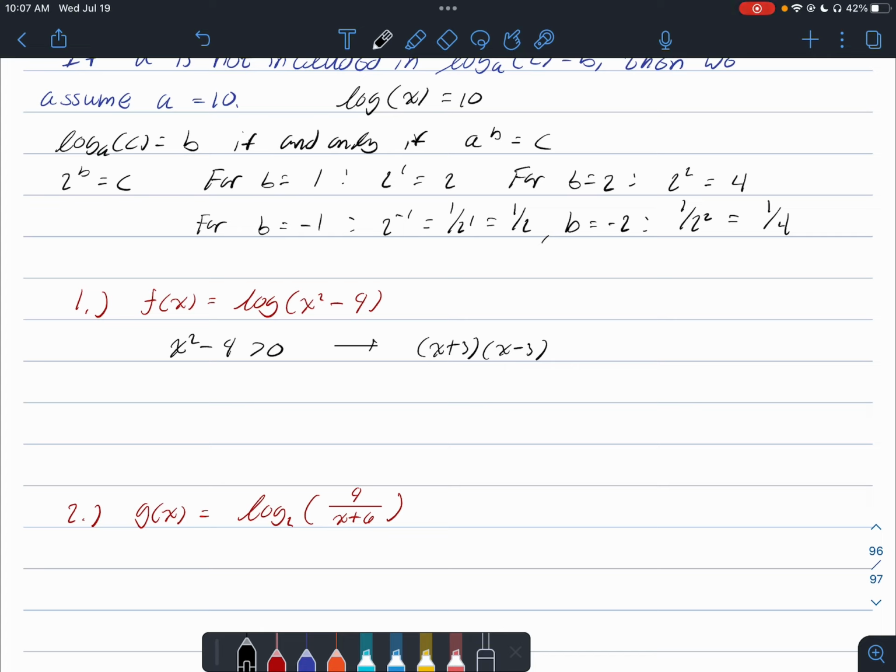If we were to make our little chart where we have each of our zeros and we take test values from each interval, we're going to come up with the interval where this is positive: from negative infinity to -3, union with 3 to infinity. And this is pretty easy to check if you just look at x squared minus 9.